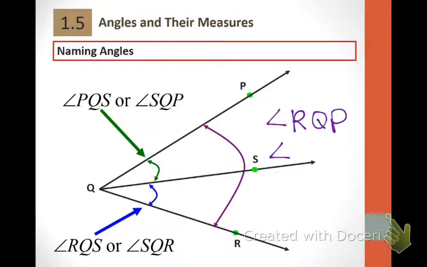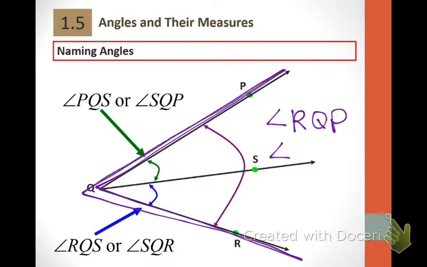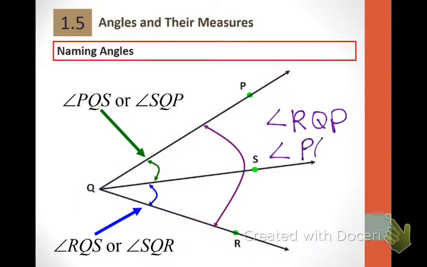Can you name it the second way? We're naming this purple angle. Which one do you want me to name? Yeah, the purple one right here. Yes, P. Not PS. You're close. Nope, you can't use S. We're naming this outer angle. We're not using letter S. You're naming this angle totally. PQR. I agree.